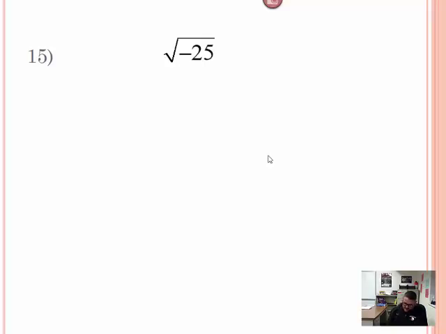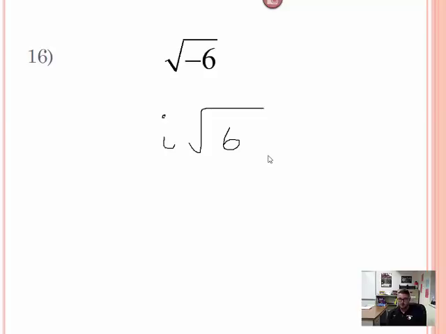So when I have the square root of negative 25, we know that becomes 5I, because technically it's the square root of 25 times the square root of negative 1. We know the square root of 25 is 5, and we know the square root of negative 1 is I. So that's why it's 5I. So the square root of negative 6 would be, I can't break down square root of 6, but I know the square root of negative 1 is I. So the answer is I square root of 6.